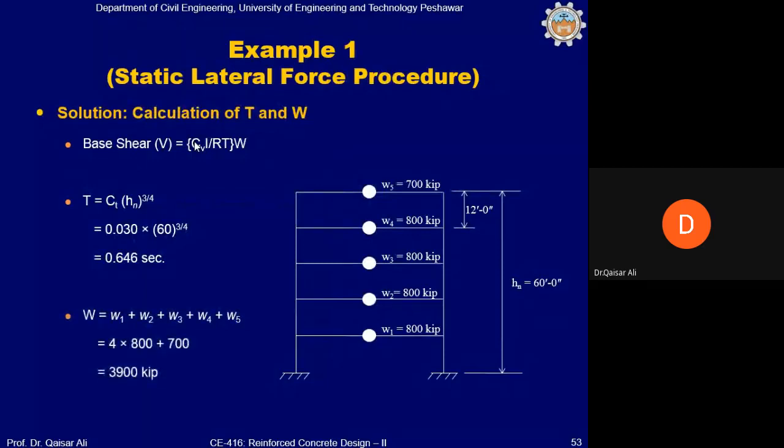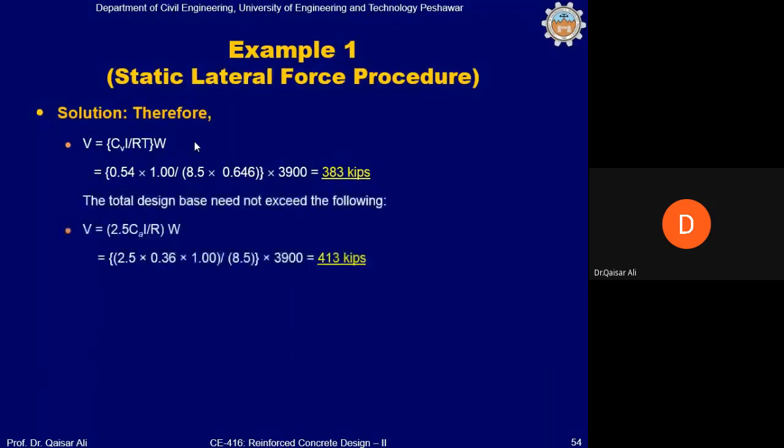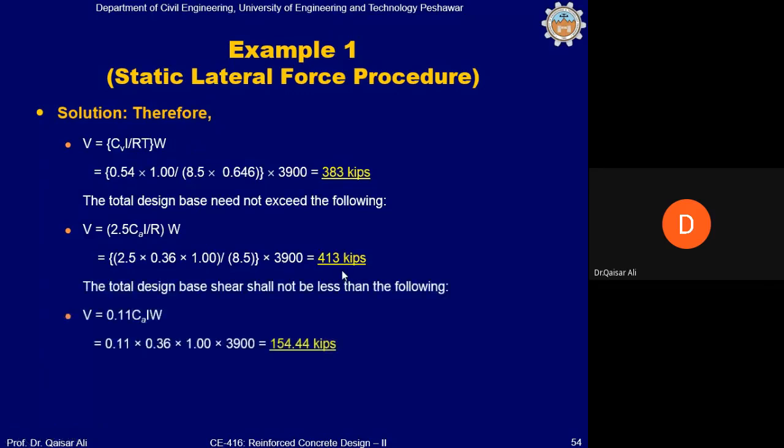Total weight of the structure comes out to be 3900 kN. Now we can apply the base shear formula, which is Cv I divided by R T, times W, 0.54 into 1 in this. So V comes out to be 383 kN. Then this needs to be checked against the maximum base shear, 2.5 Ca I divided by R, times W, which is 413 kN. The total design base shear shall not be less than the following. The base shear that we have calculated from the basic equation is within the range of 413 and 154 kN. So this base shear is acceptable.